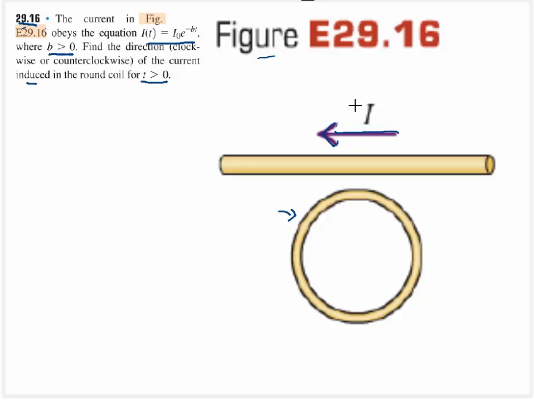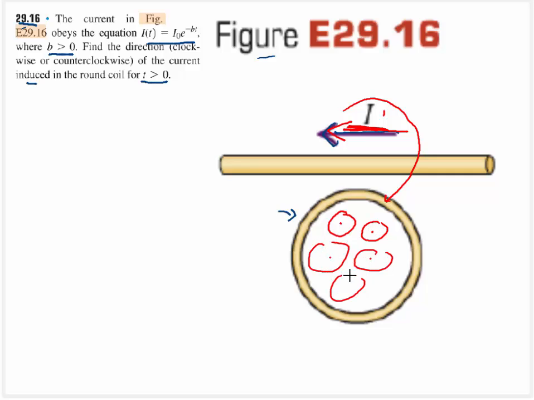Let's take a look at the magnetic field caused by this current right here. Take my thumb, point it in the direction of the current, and you see my fingers are going to kind of curl around like that. So the magnetic field is going to be essentially out of the page through this coil. Now the current is going to start to get smaller. This magnetic field is going to start to get smaller and smaller, and the current induced is going to oppose that. So it's going to essentially want to keep a magnetic field coming out of the page.